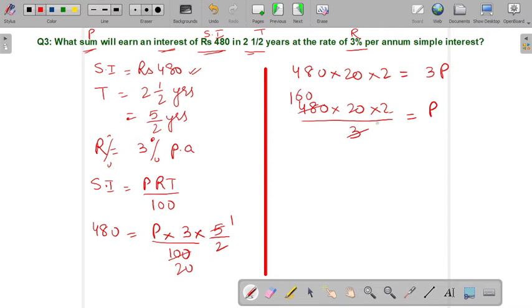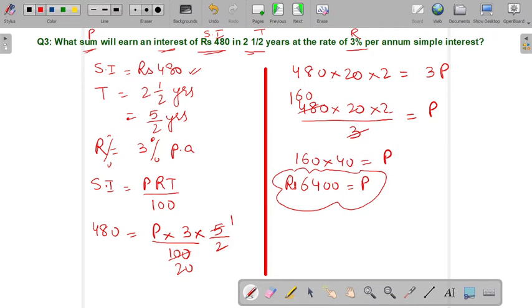So 160. Now we will be solving it further. So 160 multiply 40 equal principal. So this will be 6400 would be principal. So rupees 6400 will be principal here.